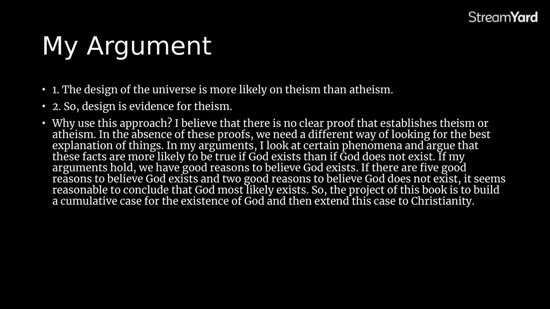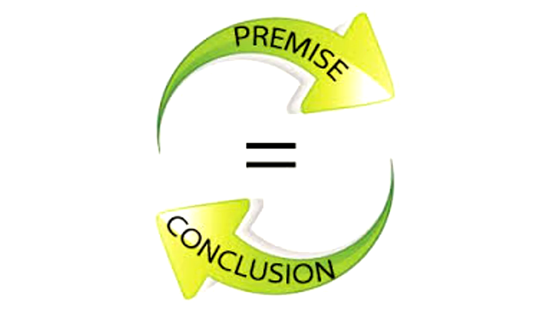Two premises. Premise one is that the design of the universe is more likely on theism than atheism. And premise one dies. There is no design. Not even a little. It can appear designed, but it's not. You'd have to demonstrably demonstrate that it is in fact designed. So premise one assumes the conclusion, meaning that this is circular argumentation.